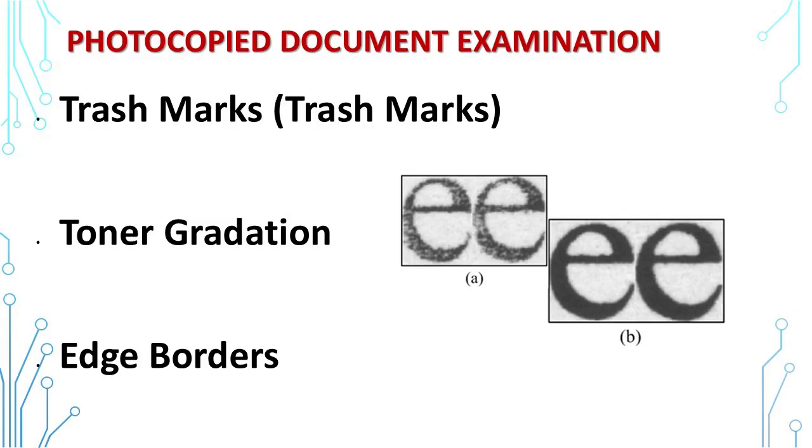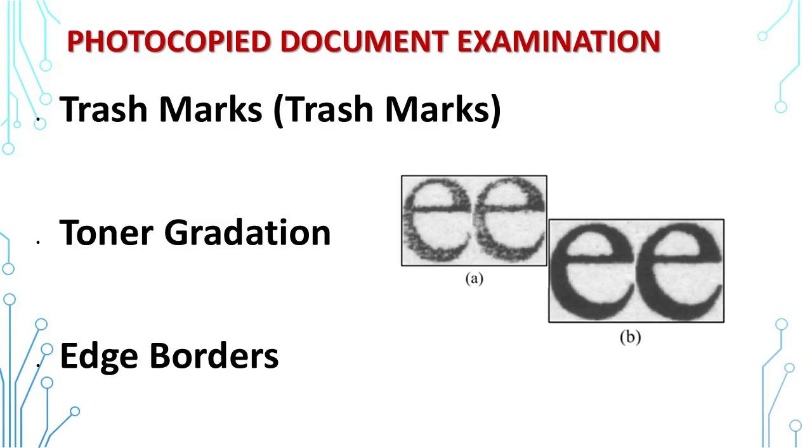Another thing we are going to consider is toner gradation. Photocopies usually have higher contrast than originals. Subtle gradients in a signature often disappear, appearing as solid black blocks, which can signal a reproduction.